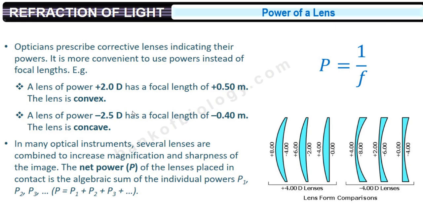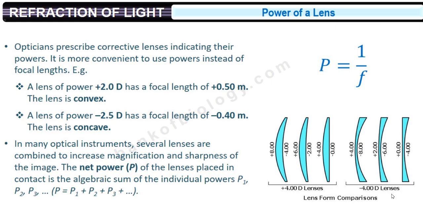In many optical instruments, several lenses are combined to increase magnification and sharpness of the image. So the net power of lenses placed in contact is the algebraic sum of the individual powers P1, P2, P3, P4. If these are all kept together, the power of the combination can be calculated by adding or subtracting. Plus 4 minus 2, 2. Plus 6, 8 minus 4, 4. Okay, like that. So you will get 4 diopter as the power.